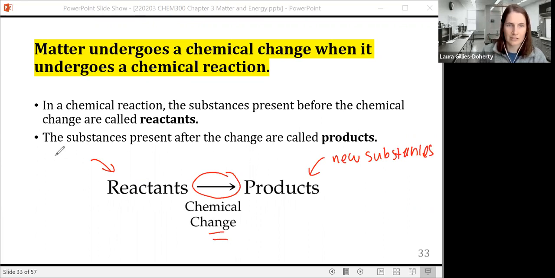New substances, and this is your starting. So this is how we diagram out chemical reactions. You start with the reactants. Could be one thing, could be multiple things coming together, atoms or molecules. They undergo a chemical change, and then new things are made, which we call the products.